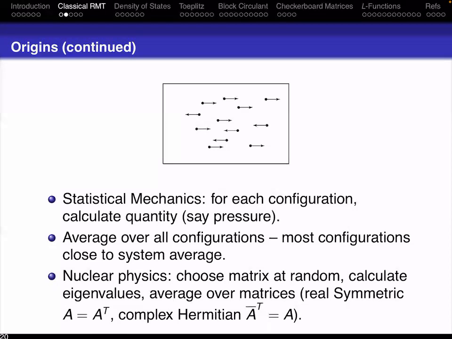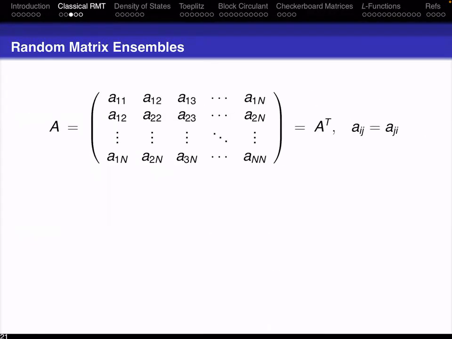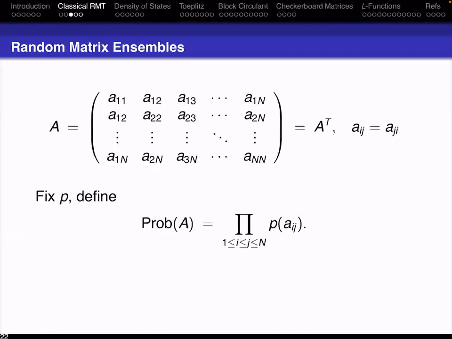Being a little bit more explicit, let's take a real symmetric matrix. So for a real symmetric matrix, once I choose the main diagonal and the upper right, then the bottom left is filled in by symmetry. And so if I fix the probability distribution p, I can define the probability of my matrix as a product over the probabilities of each entry. I don't have to use the same probability for each spot. It just makes things a little bit easier. There's other ways to choose matrices at random, but this is a particularly nice one.